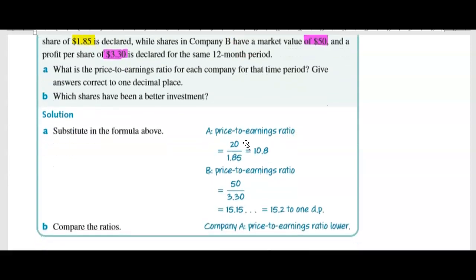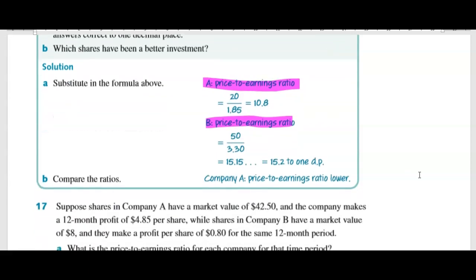So for company A, the share price is 20, and the profit per share is $1.85. So 20 over $1.85 gives you 10.8. And for company B, $50 per share, and the profit per share is $3.30. So we get 15.2 to 1 decimal place. So they're just your ratios. Now, which shares are the better investment? So compare the ratios. Company A is the better investment because its price to earnings ratio is lower. So you want a lower price to earnings ratio.